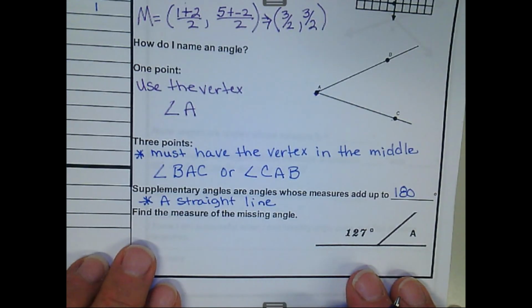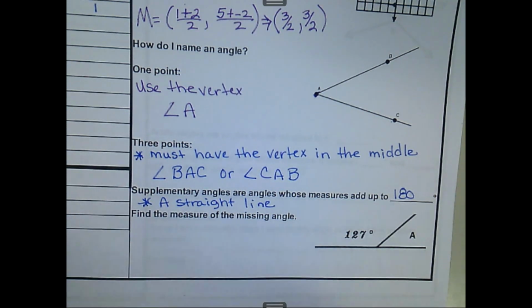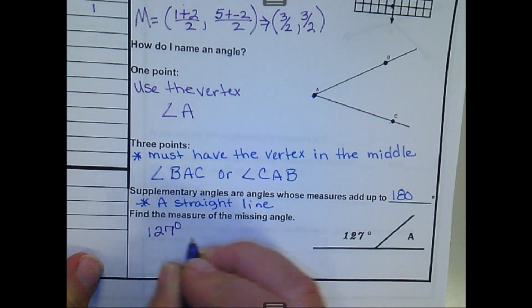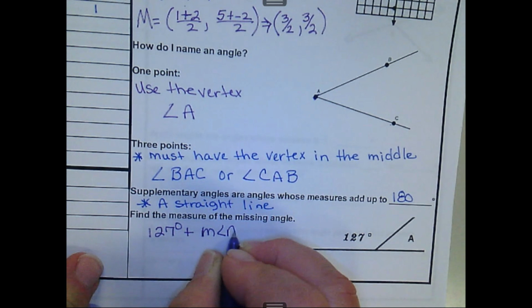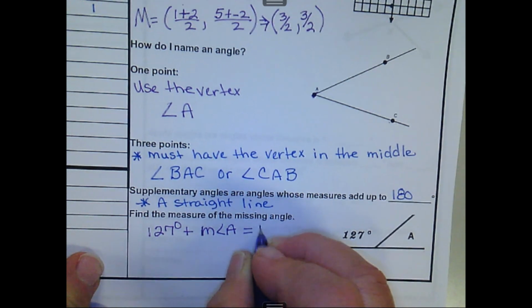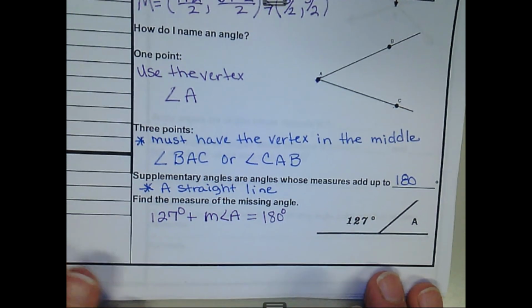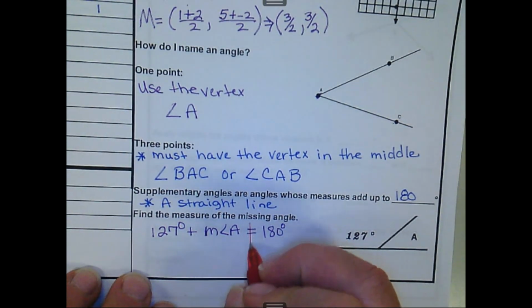Okay, so if we're going to find this missing measure, we know that this is 180 degrees. So we will start off with 127 degrees plus the measure of angle A is equal to 180 degrees. To be able to solve, I've got to subtract 127 degrees from both sides.